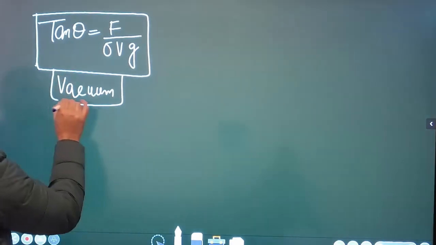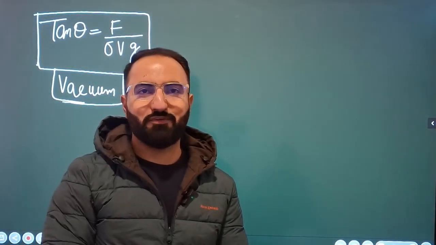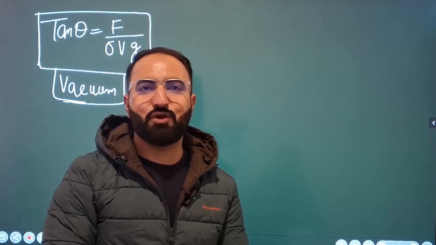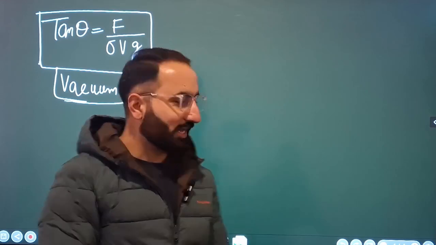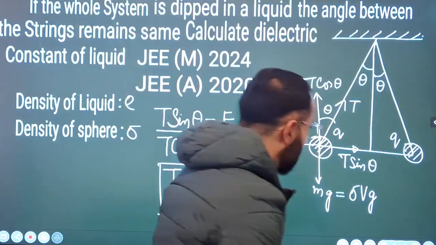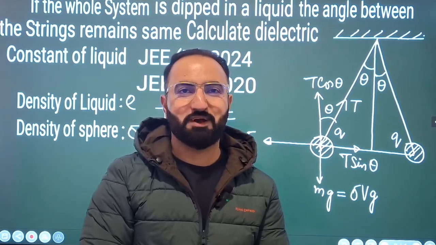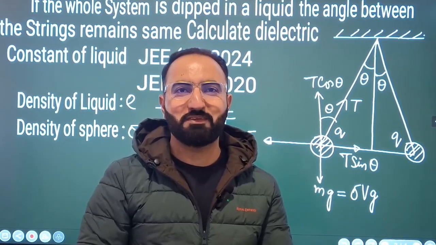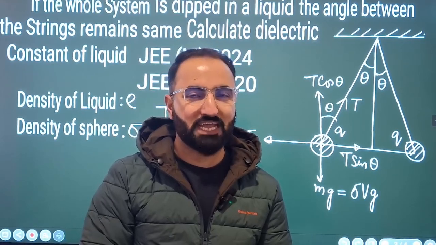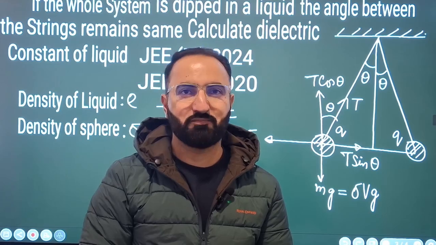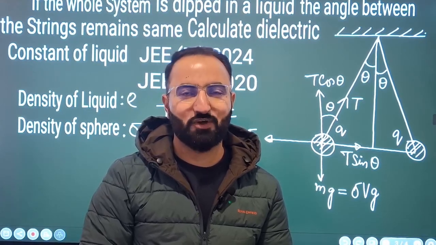Okay, when the two charged particles are separated by vacuum, this is the equation: tan theta equals F divided by mg, and m is equal to density into volume, which is sigma into V into g. Okay, now let's move back to the problem. Now the question, the more interesting part, is: if this whole system is dipped inside a vessel that contains some liquid, then the angle remains the same, and we are supposed to calculate what is the dielectric constant of that liquid.